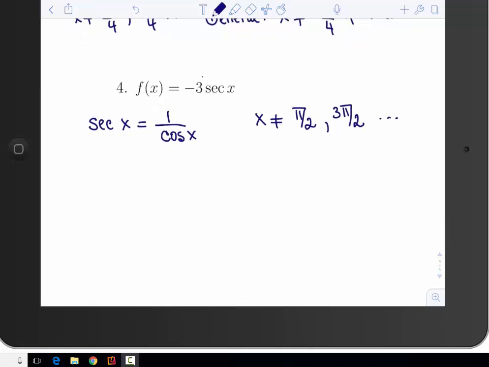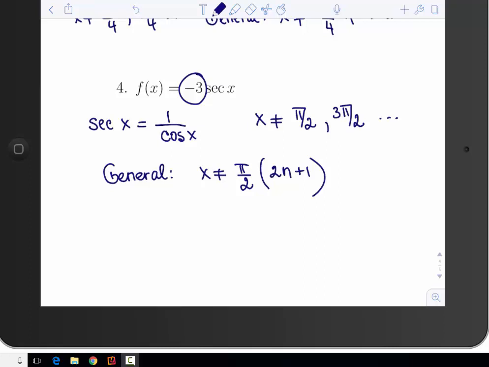This negative 3 doesn't really do anything. That is just a stretch and reflection. So here in general, the points of discontinuity are what? We don't want x to be pi over 2 times, let's do 2k plus 1, right? Times some odd number.